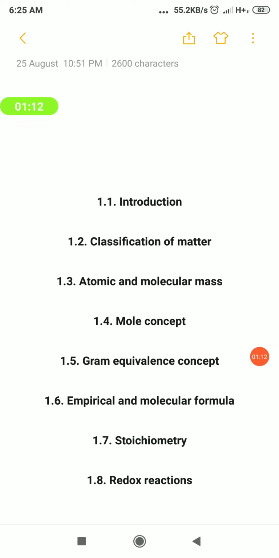Then atomic and molecular mass. This we had in 10th standard itself. Relative atomic mass, everything we have completed. Then mole concept. With the mole concept also you are familiar. Mole concept and its calculations. Then from 1.5, it's new for you. Gram equivalence concept is new for you. Then empirical and molecular formula, stoichiometry and redox reactions. So these are the things we are going to cover in this lesson. Let us see one by one.